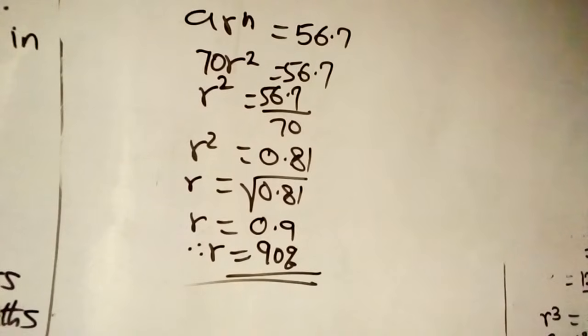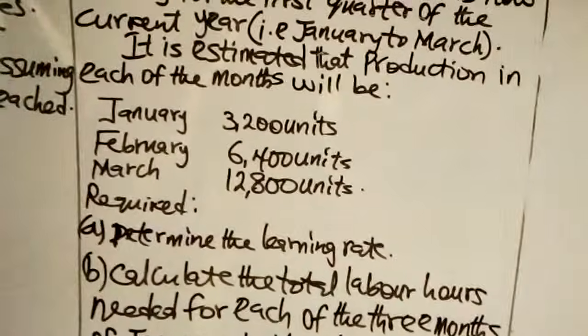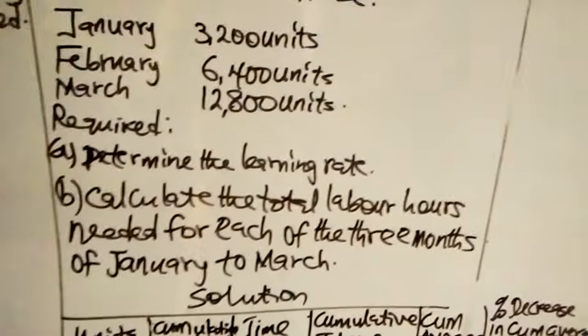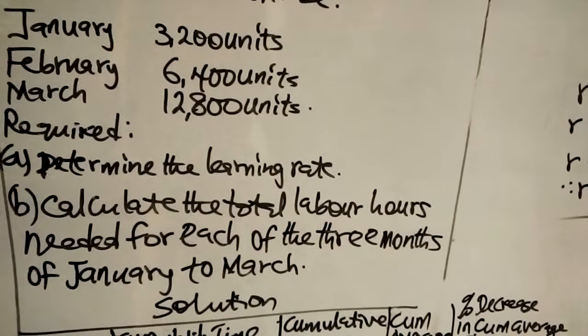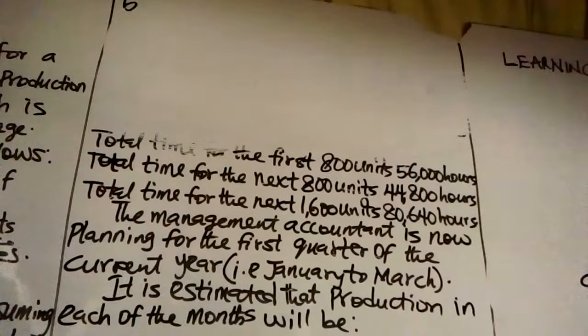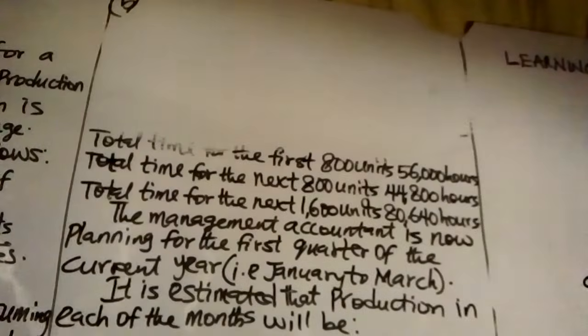Now that is for that. Then the B aspect of the question: calculate the total labor hours needed for each of the 3 months of January to March. You have to calculate the total labor hours needed for each of the 3 months.